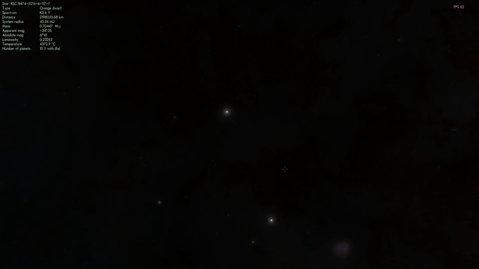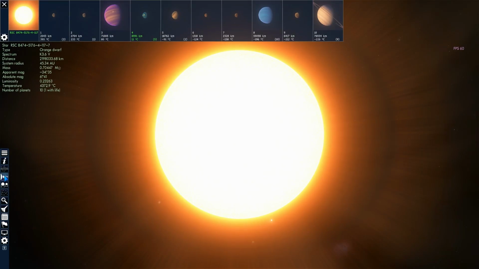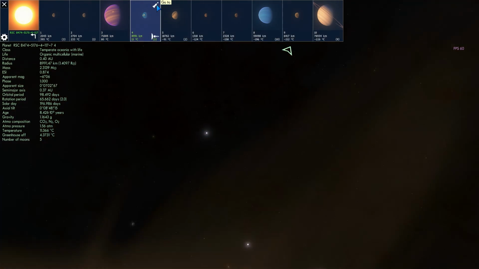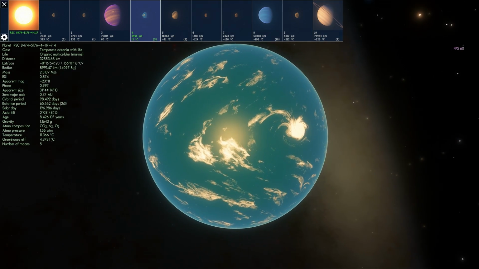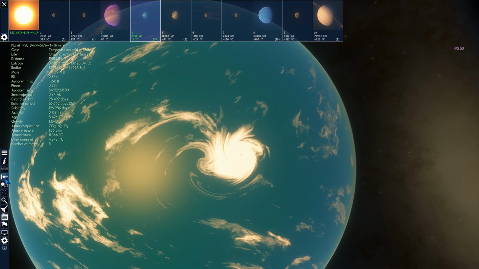So this star on the outskirts of the Omega Centauri globular cluster has this planet right here, known as Planet 4, that is a temperate Oceania and has life. Its temperature is about 12 degrees Celsius, it has 1.56 atmospheric pressures on the surface, and it has 5 moons. Look at that. We found life outside of our planet Earth, inside a globular cluster of all places.